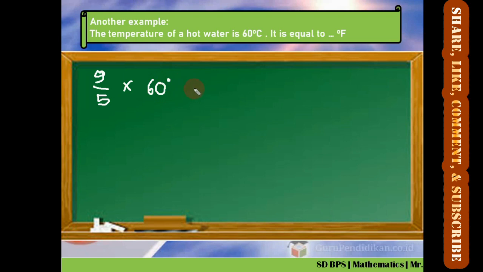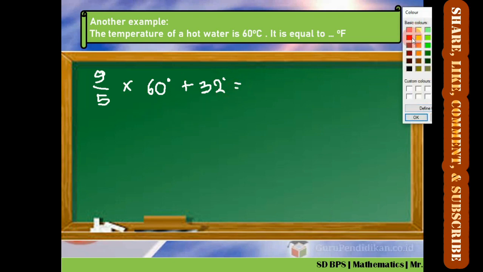Okay, 60 degrees. And then we already know between Fahrenheit thermometer and Celsius thermometer, they have different lowest values. The lowest value of Celsius thermometer is 0, and the lowest value of Fahrenheit thermometer is 32. So from 0 to 32, you have to add 32 degrees. So the answer will be like this. You have to do like this.